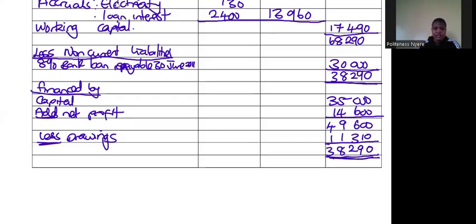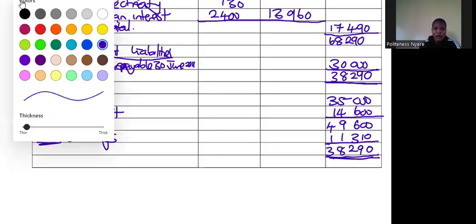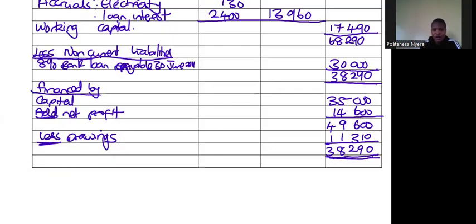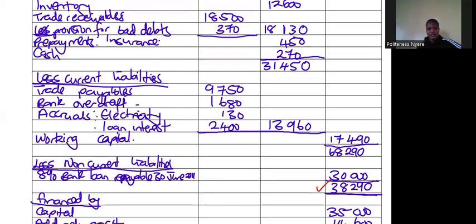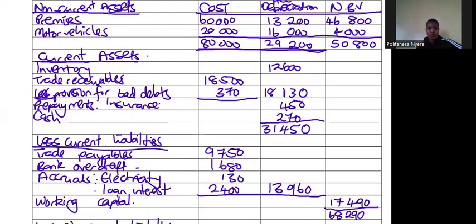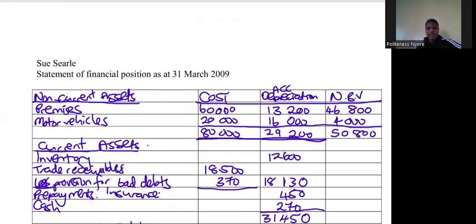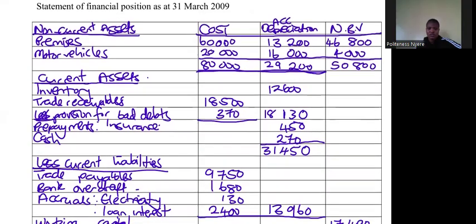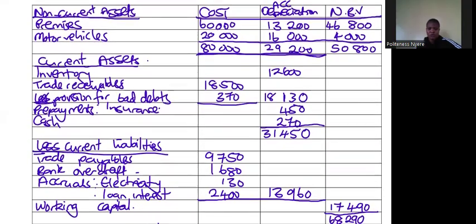As you can see, our balance sheet is actually balancing. These two amounts are equal. They are the same. So it means that what we did was actually correct. Basically, this is our balance sheet. That is how you go about it, guys. I hope you enjoyed and you really understood what we were talking about.